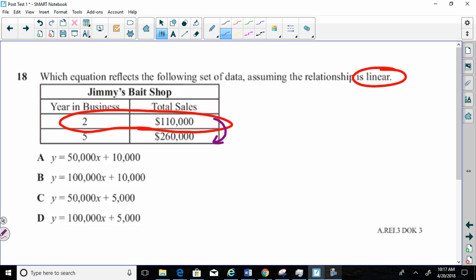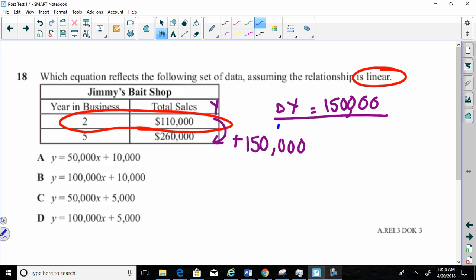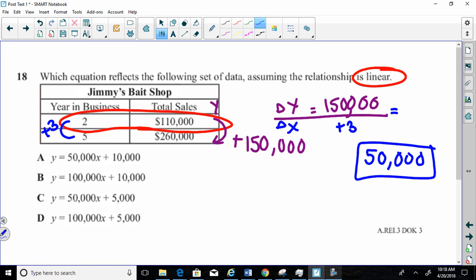But let's figure out the slope first. From here to here, these are your y's, right? So you're changing y. What's being added? 150,000. And so from 2 to 5, what's being added? 3. What is 150,000 divided by 3? 50,000. So which ones can we eliminate that do not have that slope? Right away we can eliminate these two. Then I think the easiest way to do it, you could sit there and find the equation, which you do need to know how to do because it could be an open-ended, right?